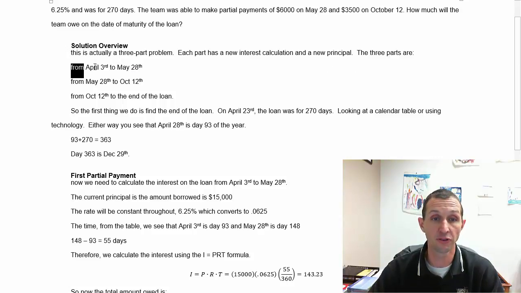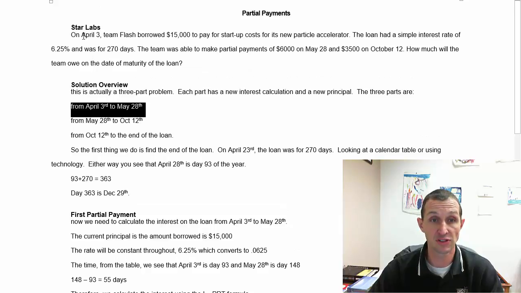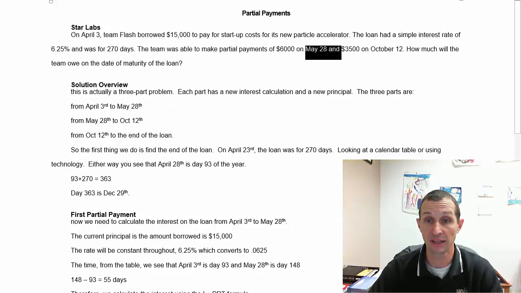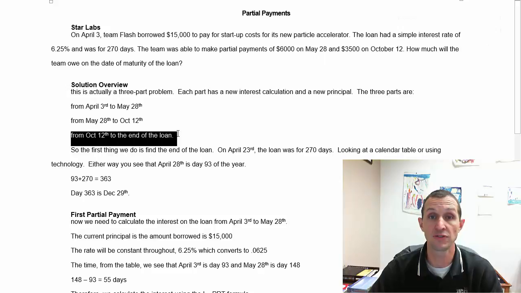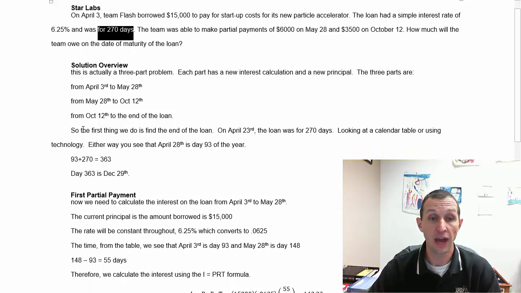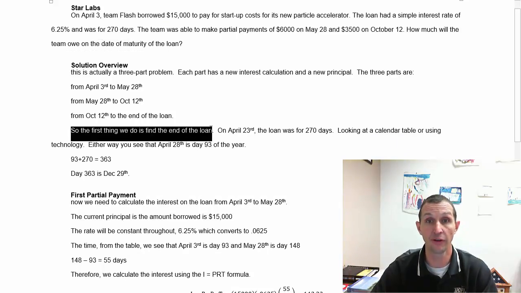The three parts are from April the 3rd to May 28th, because they start on April the 3rd and the first payment is on May the 28th. Then we go from May the 28th to October the 12th. They've made this payment, and now they're going to make this payment. And then from October the 12th to the end of the loan, which we don't know except for the 270 days. So the first thing we need to do is find out when the end of the loan is.